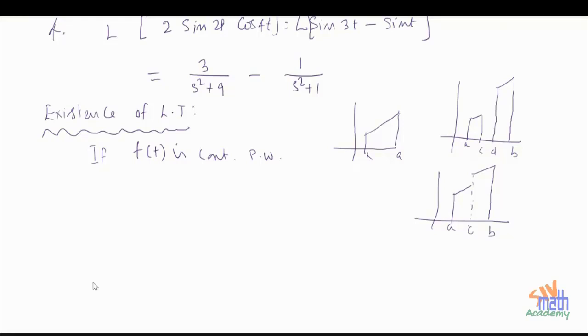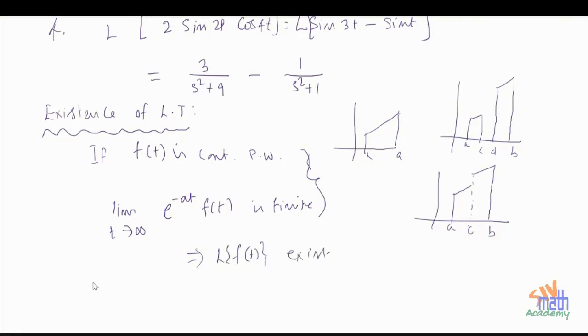So we are able to say the function has a Laplace transform, provided it is of exponential order a. There is another property: the limit as t tends to infinity of e power minus at f of t must exist, or be a finite quantity. Then these two put together ensure a sufficient condition. Means if these conditions are satisfied, then the Laplace transform of f of t exists.